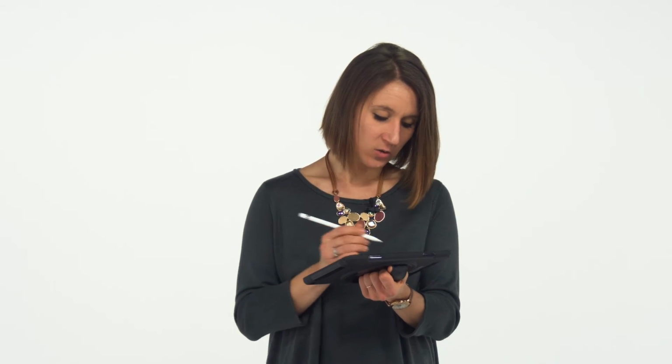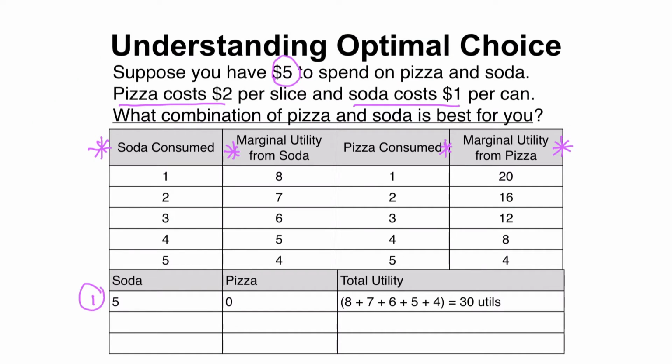Well, let's think first if we spend all of our budget on one of the goods. So let's say we spend all $5 on soda. In that scenario, we can purchase 5 cans of soda. How much utility do we get from that? Well, for the first can of soda, we get a boost in utility of 8 units. Second can of soda gives us 7 units. Third can gives us 6 units. Fourth can gives us 5. And fifth can gives us 4. So we add up the marginal utility that we get from the 5 cans of soda, and that gives us 30 utiles.